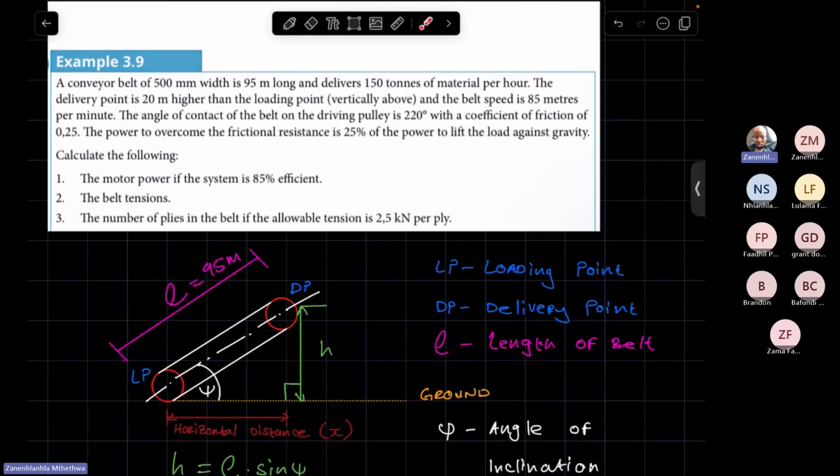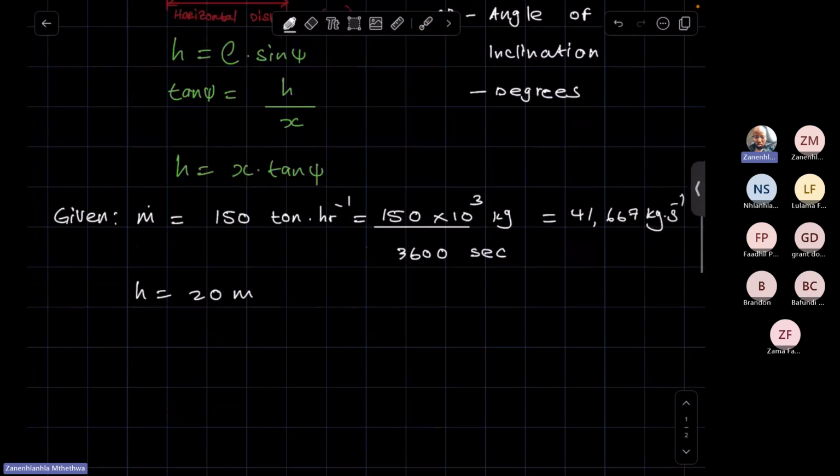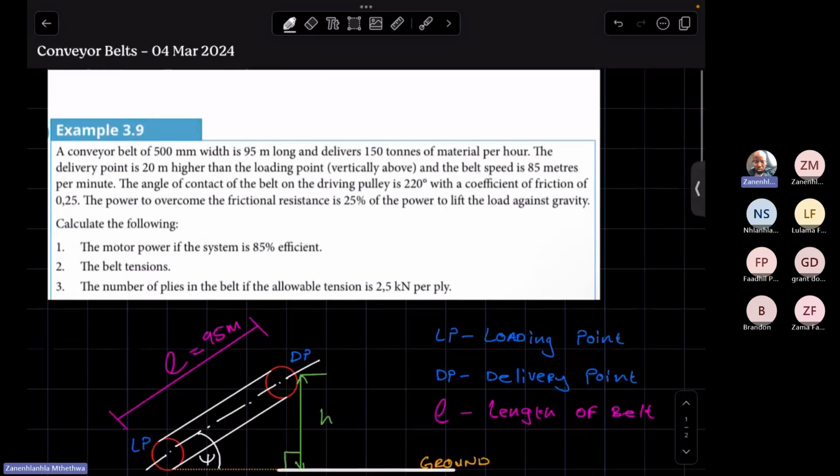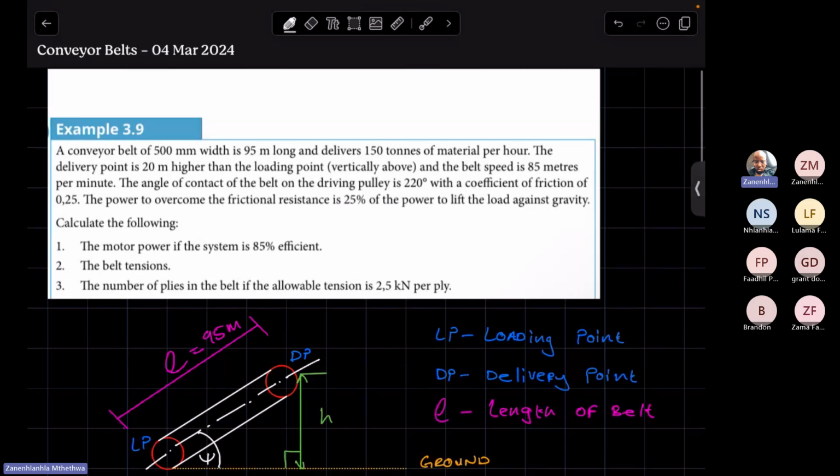And the belt speed is 85 meters per minute, right? So they've given us V. Now, V has to be in meters per second. So they've given V to us in meters per minute. So minutes to seconds, you multiply by 60.